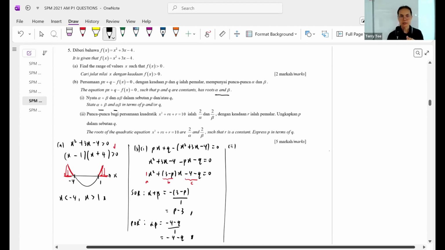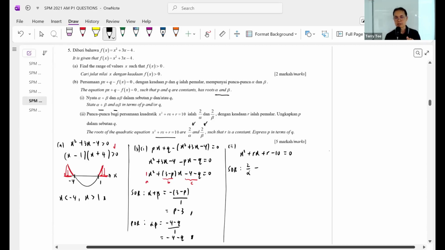Now, next, they say, Roman 1, okay, Roman 1, no big issue. Roman 2, the roots of this quadratic equation here are 2 over alpha, 2 over beta. Okay, so I'm going to rearrange this first. This is x squared plus rx plus r minus 10 equals 0. The roots are 2 over alpha, 2 over beta. So what is my SOR? Let's start.